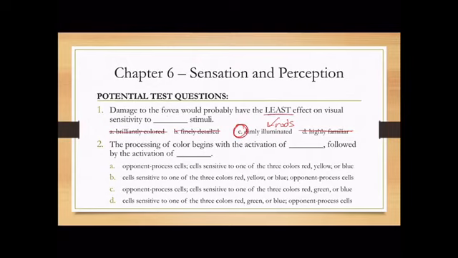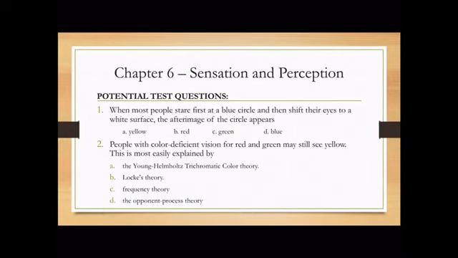The processing of color begins with the activation of cells sensitive to one of three colors. Be careful not to select yellow, red, green, and blue, and then opponent process cells are the second part of that process. When most people stare at a blue circle and then shift their eyes to a white surface, the afterimage is yellow. So it's just knowing the pairings for the opponent process theory.